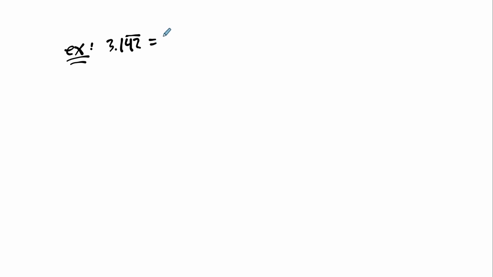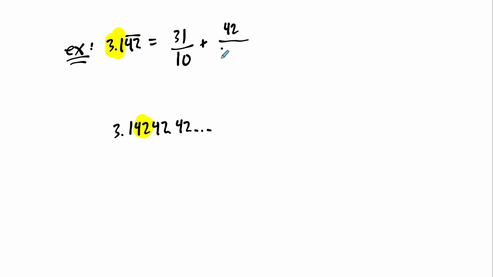So this could be thought of as, first, take your non-repeating part. We're trying to write it as a fraction, so that's 31 over 10. Then, if we think about what this is saying, it's 4, 2, 4, 2, 4, 2, and so on and so forth. The next piece, let's look at this right here. We have 42. This is in the thousandth place, so we can say it's 42 over 1,000. We're just adding these pieces.